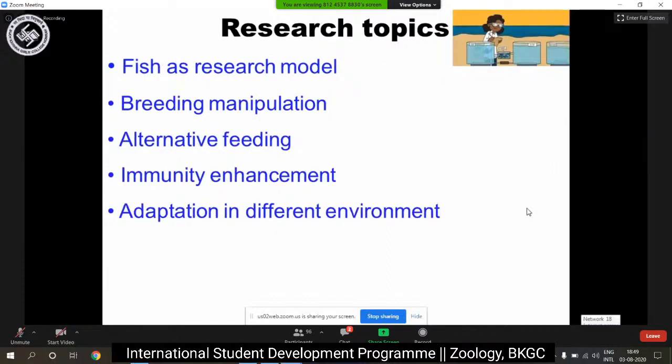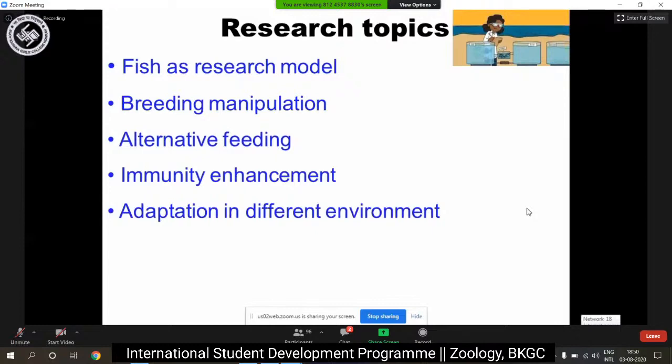It's not that everything has been done with zebrafish. You can think of a new research topic, and think of zebrafish as a model for your basic research and extrapolate whatever you have got in zebrafish to the mammalian system because of certain similarities as well.